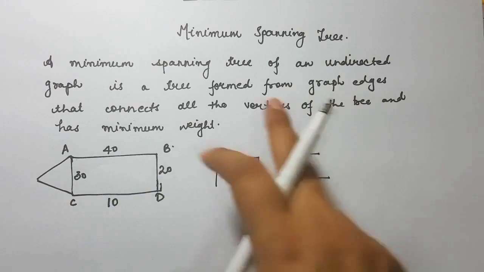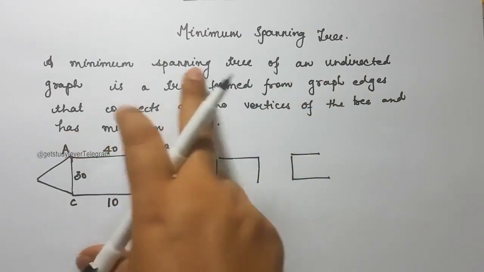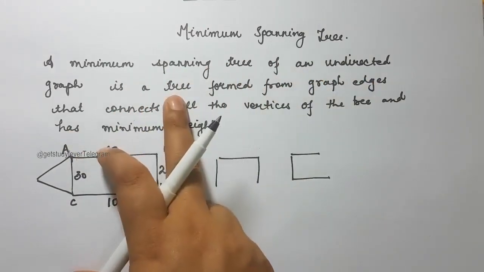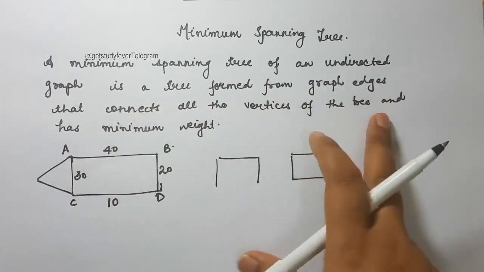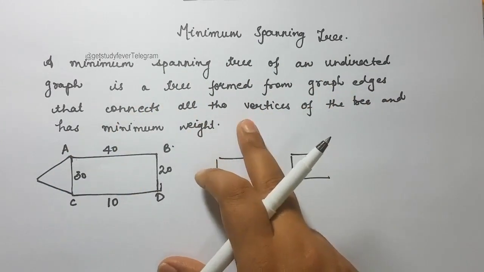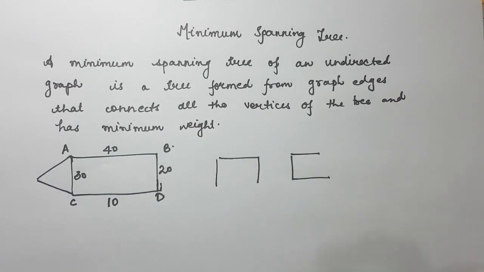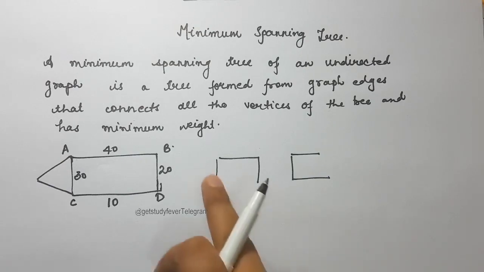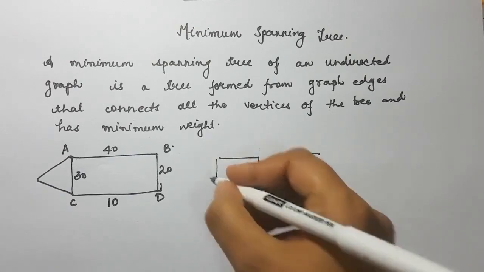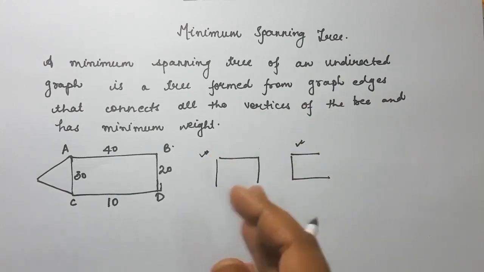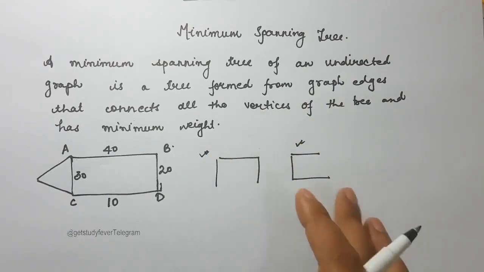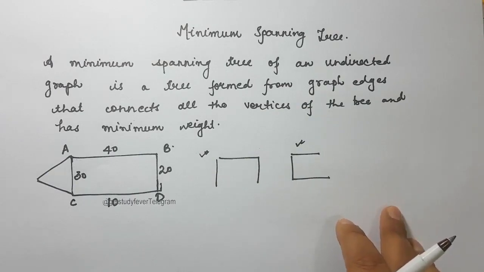Now we will talk about the minimum spanning tree. So a minimum spanning tree of an undirected graph is a tree formed from graph edges that connects all the vertices of the tree and has minimum weight. So whatever algorithm we'll be talking about will work for undirected graph, Prim's as well as Kruskal's. Now, as we have discussed in the graph session, a graph could be weighted or unweighted. In case of unweighted graph, we consider that all the edges have similar weight. So this and this both are the minimum spanning tree. So minimum spanning tree is nothing but a spanning tree that has the minimum weight.